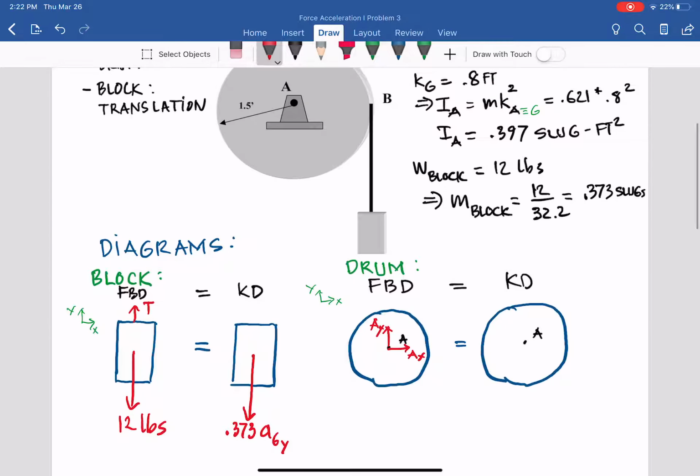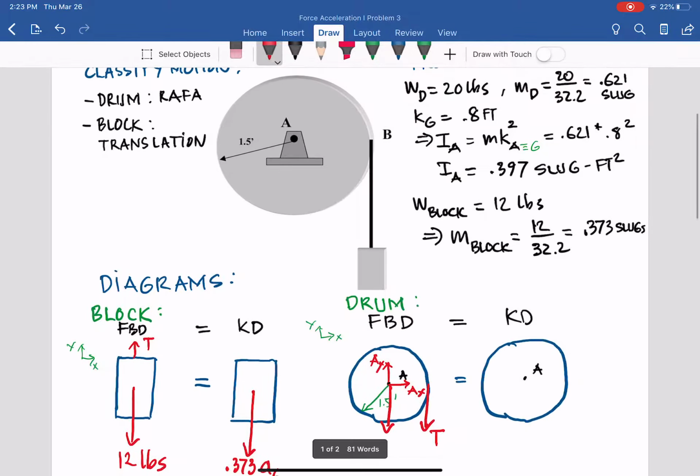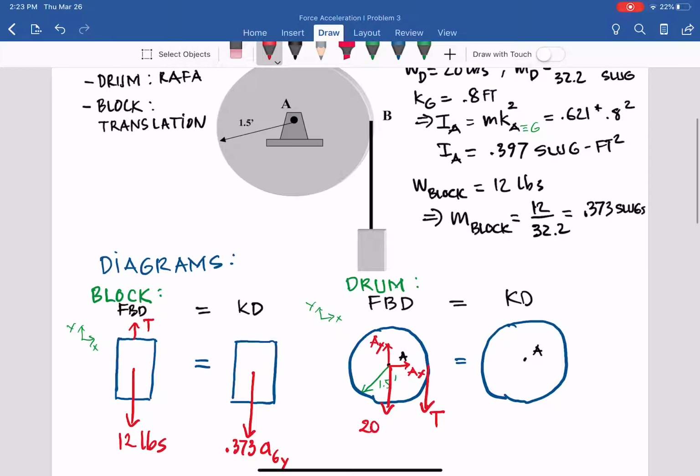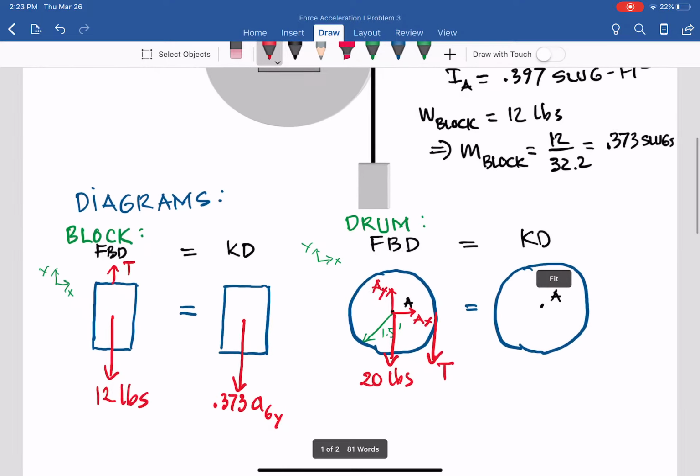We isolate that drum. Then you have a tension T going down on this side, and it should be the same tension as on the block because that is the same cable. And the dimension here is equal to 1.5 feet. You also have the weight of the drum going down, in that case 20 pounds. So that's all we have for the free body diagram for the drum.